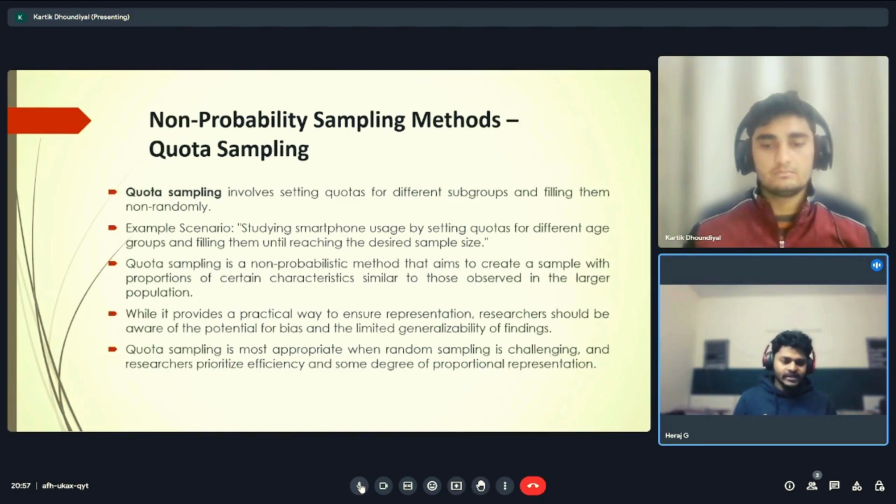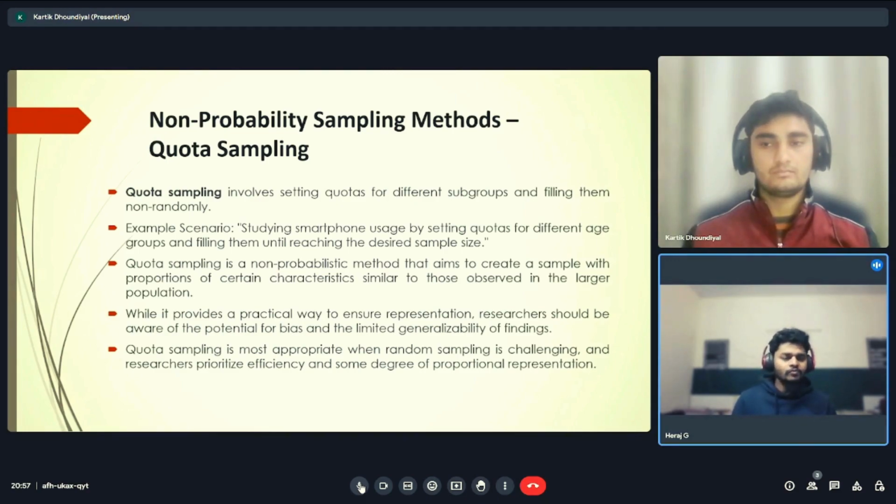Thirdly, we have quota sampling. Quota sampling involves setting quotas for different subgroups and filling them non-randomly. For example, to simply explain, studying smartphone usage by setting quotas for different age groups and filling them until reaching the desired sample size. So if we have a sample size of 100, and we divide the 100 into groups of 20 people of different age groups, we study smartphone usage for every group until it reaches the sample size of 20, which on the whole goes up to 100. So that is quota sampling.